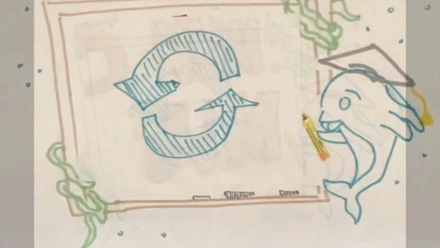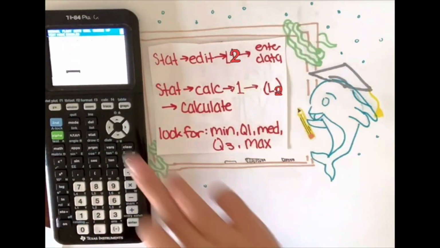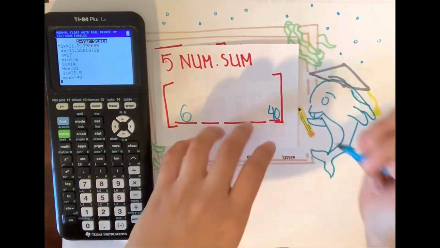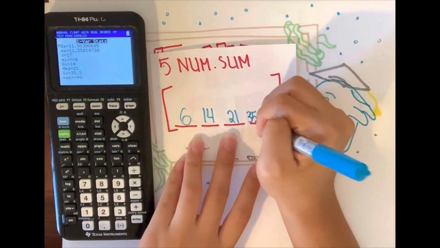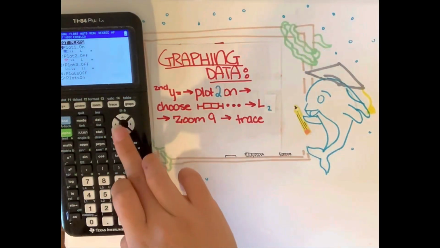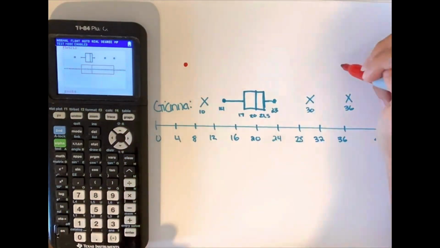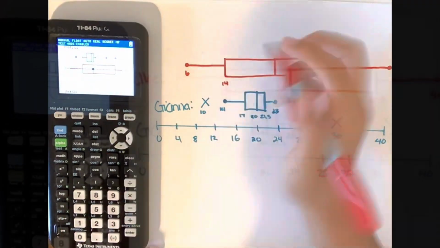Repeat the steps to make a box plot for Ellie's data. First, find the 5-number summary for Ellie's data by pressing Stat, Edit, 1, entering your data into List 2, and then continuing to find the 5 values with Stat, Calc, List 2. Then to graph, repeat the keystrokes second Y equals, plot 2 on, selecting the box plot with outliers, List 2, zoom 9.